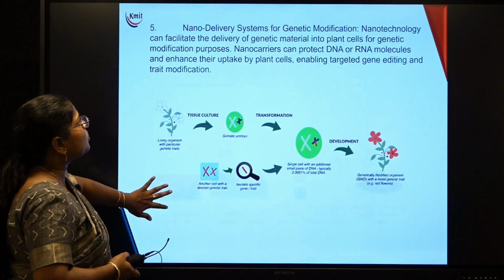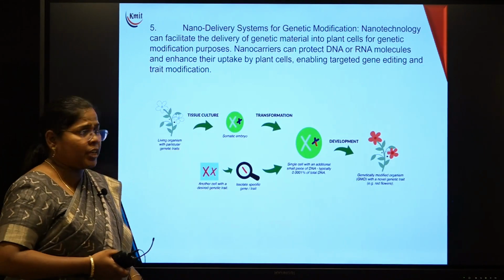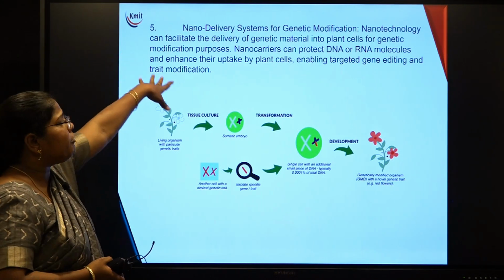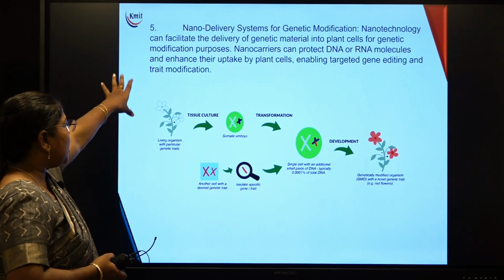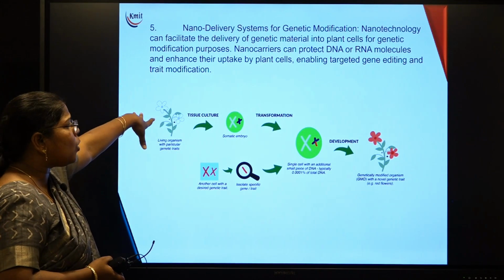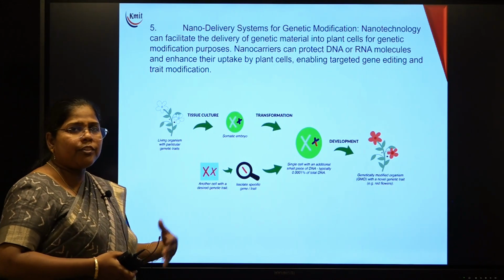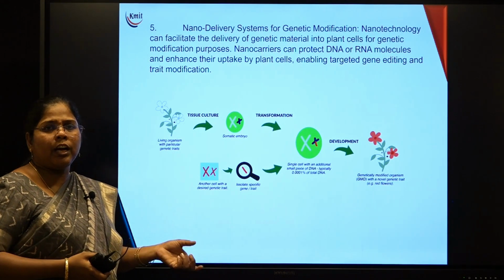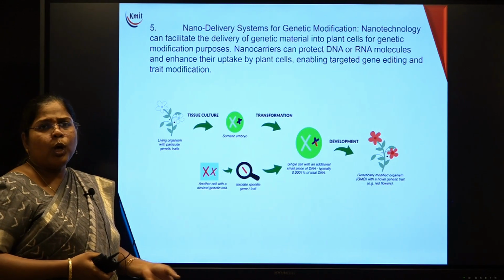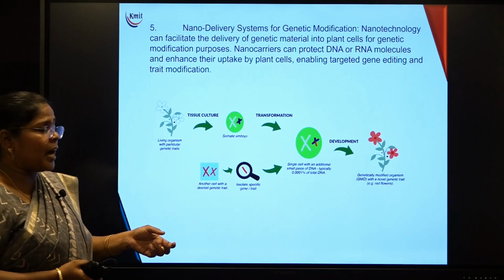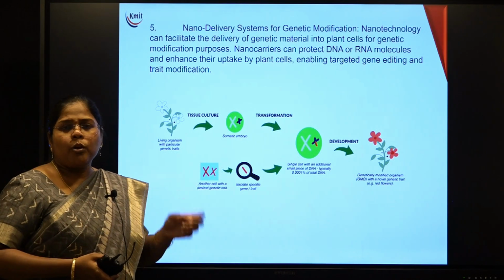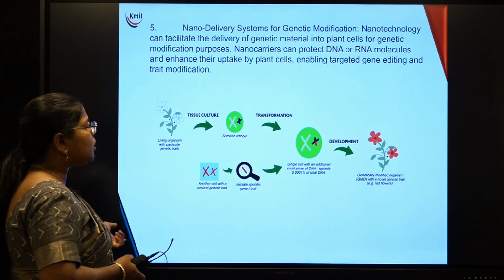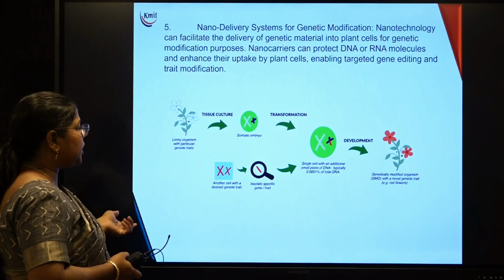Next, we have one more: genetic modification. In nanotechnology, AI algorithms also facilitate the delivery of genetic materials. Once the plant is affected with a disease, we need to classify the disease. So we need to know about the gene of the plant. Based on the gene of the plant, we start developing pesticides which can change the gene of the diseased plant.